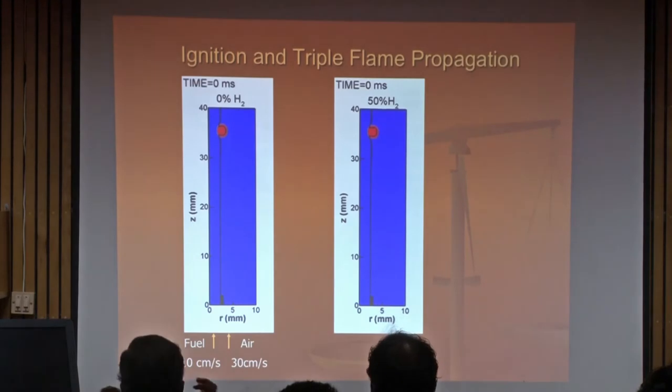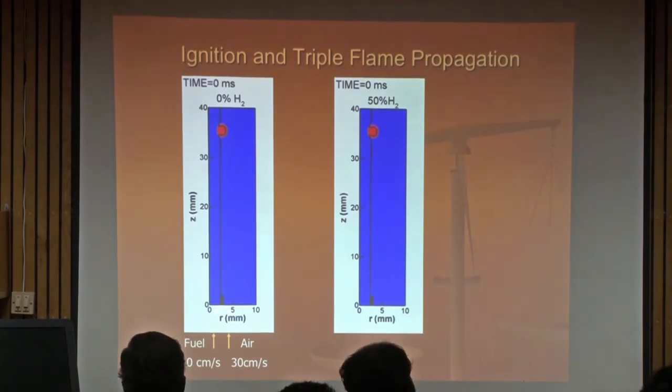So this was a very interesting study. I had to give you some background information. So here what is shown, this is the axis of symmetry. Okay. So only half of the domain is shown. 0 to 10 millimeter here, and then this is the axis of symmetry. So 10 millimeter on this side also, which is not shown.